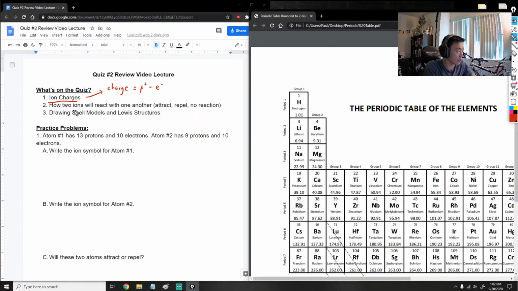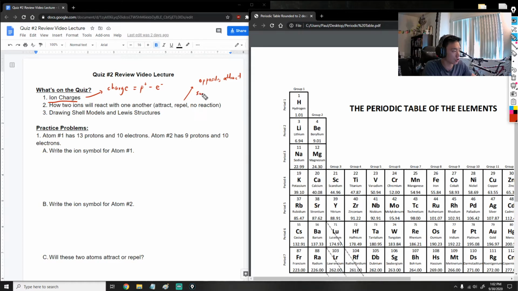Secondly, you're going to need to know how two ions will react with one another. So are they going to attract, come closer together? Are they going to repel, go apart? Or are they not going to do anything? So the key thing to remember here is that opposites attract. So if they're opposite charges, positive and negative, they'll attract.